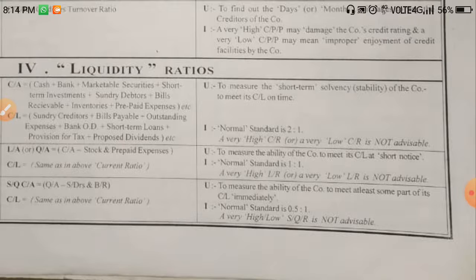For interpretation, whether it is the current ratio, liquid ratio or super quick ratio, the interpretation is the same. But the normal or standard ideal ratio for the current ratio is 2:1, for the quick ratio 1:1, and for the super quick ratio 0.5:1. So let us see some profitability ratios one by one.